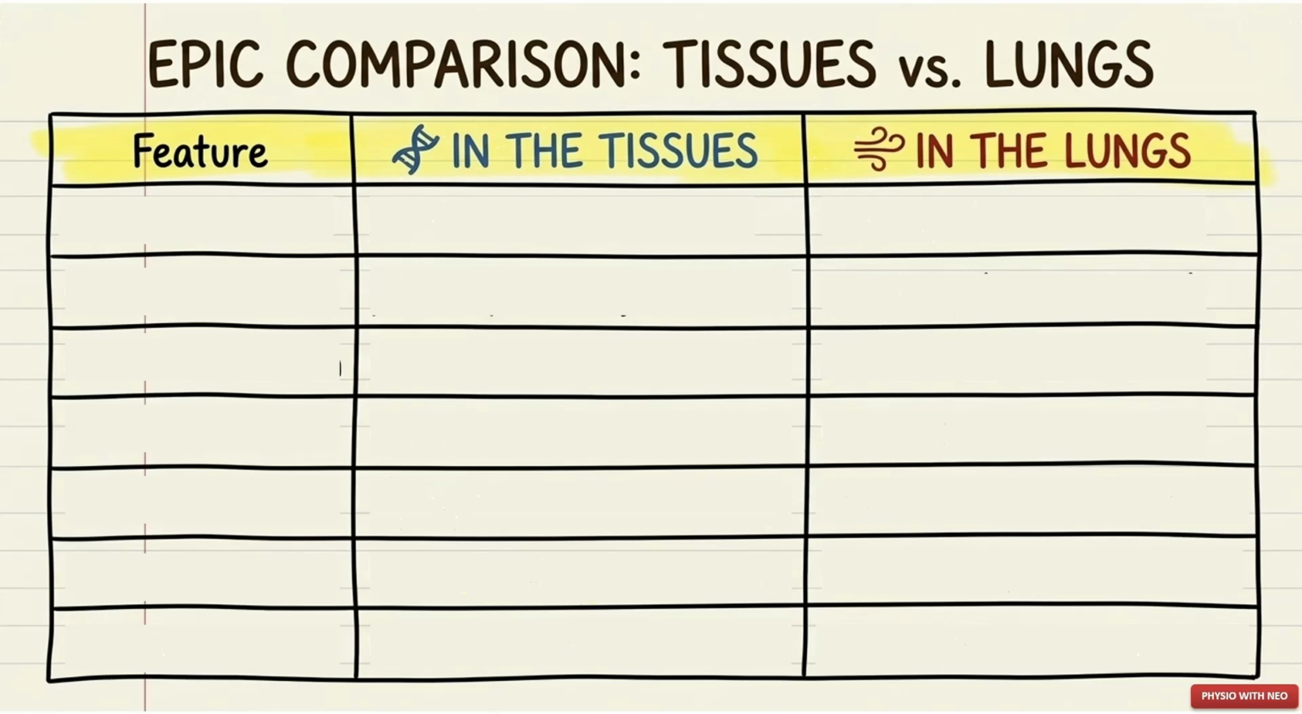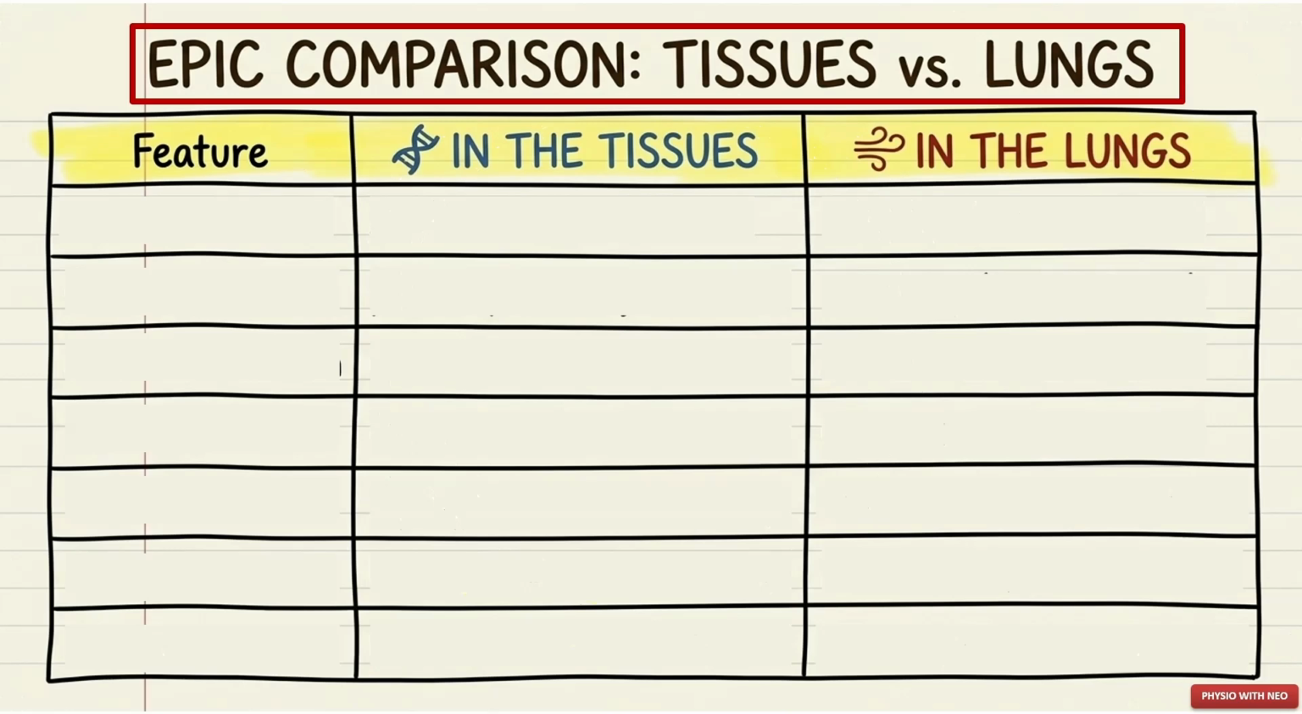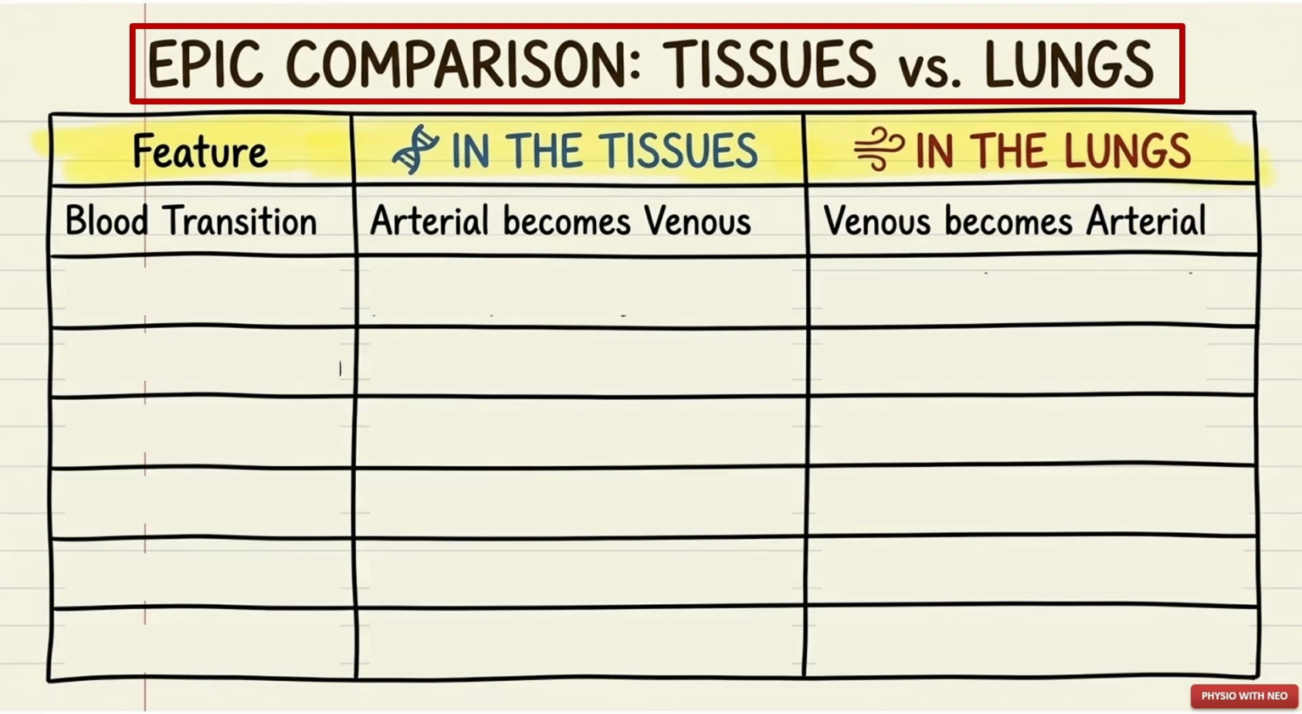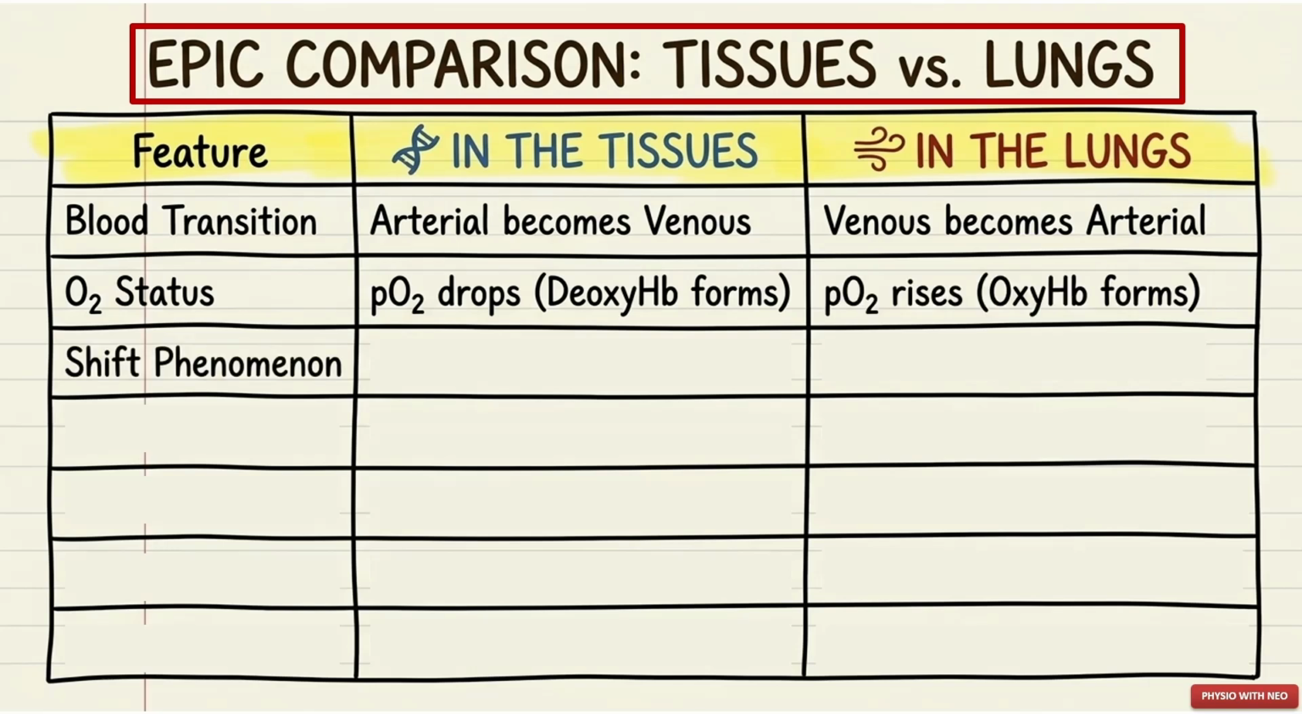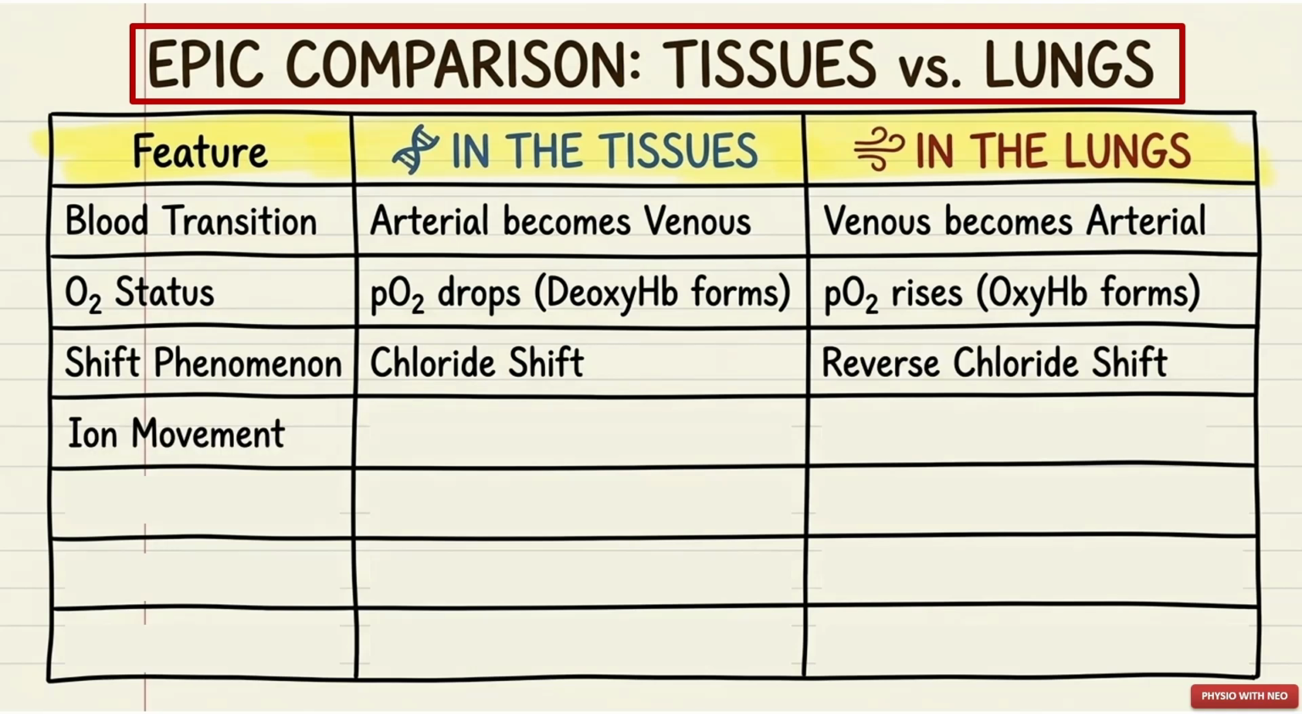This comparison table is probably the highest yield slide. Instead of memorizing separate facts, compare the two locations. Starting with the blood transition: in the tissue, arterial becomes venous, whereas in the lungs, venous becomes arterial. Oxygen status: in the tissues, PO2 drops, whereas in the lungs, PO2 rises. Shift phenomenon: tissue shows chloride shift, whereas lung shows reverse chloride shift. Ionic movement: in the tissue, chloride in, bicarbonate out. In the lungs, chloride out, bicarbonate in.